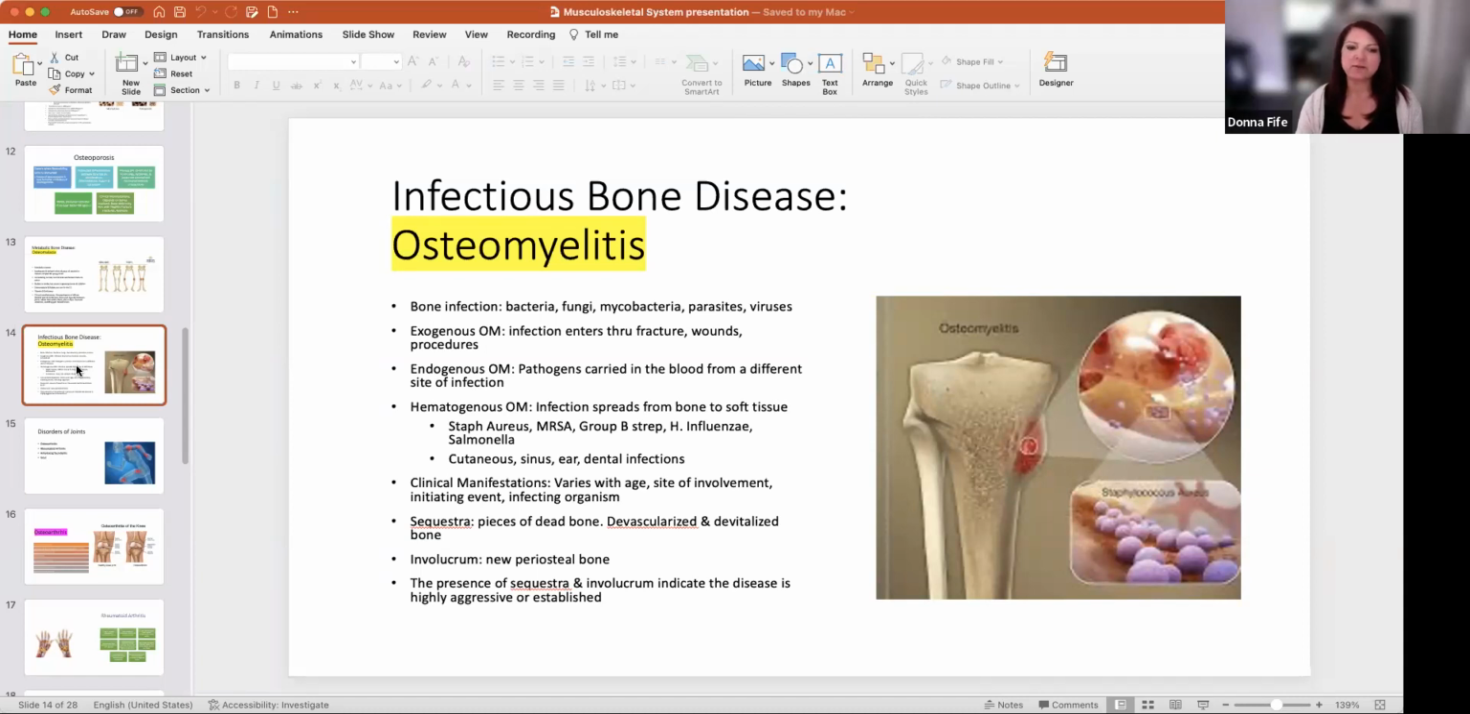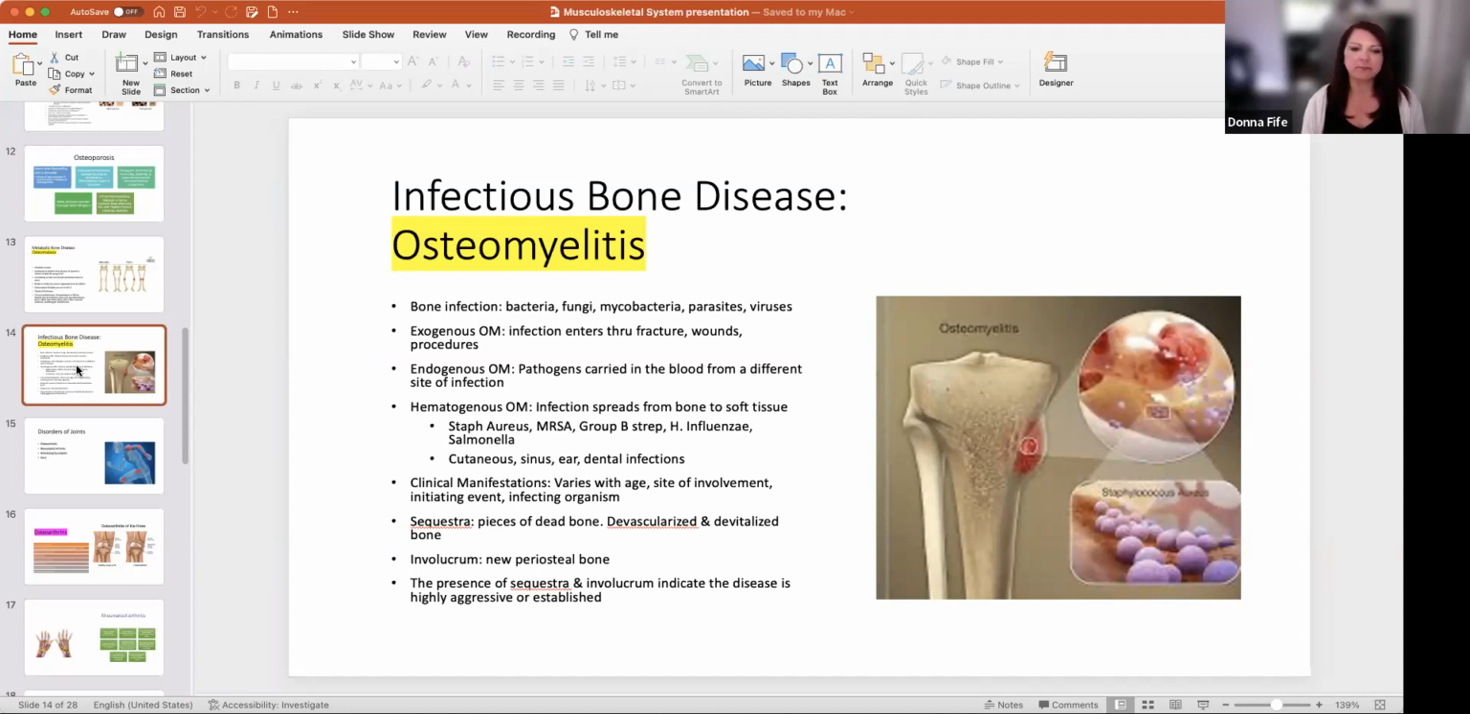Hematogenous is an infection that spreads from the bone to the soft tissue. Usual culprits for this are Staph aureus, MRSA, Group B strep, H. influenza, or Salmonella. And this can occur with cutaneous, sinus, ear, or dental infections. Clinical manifestations are going to vary with age and the site of involvement, the initiating event, and the infecting organism.